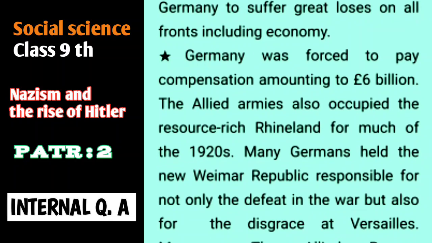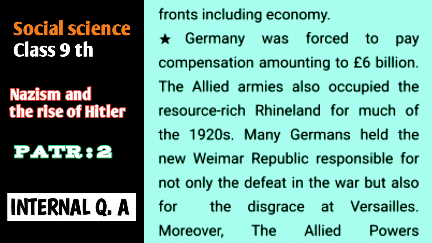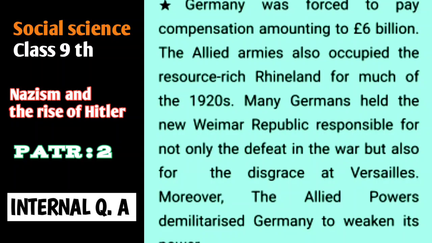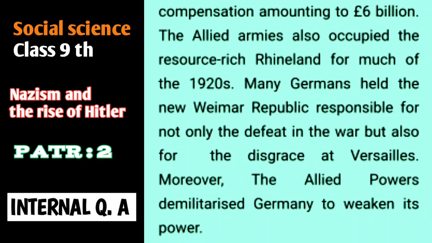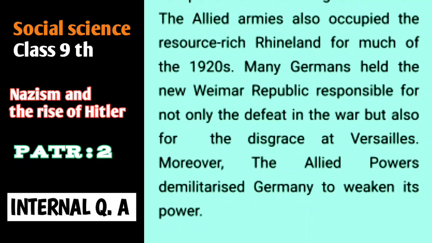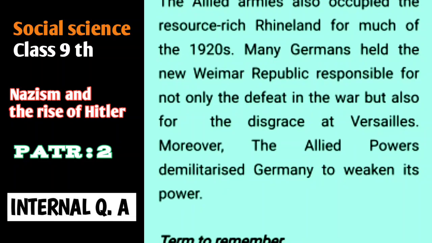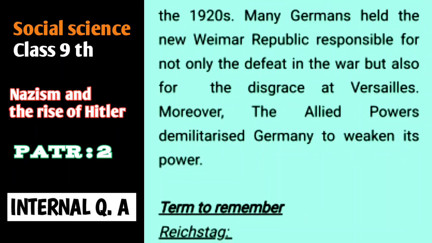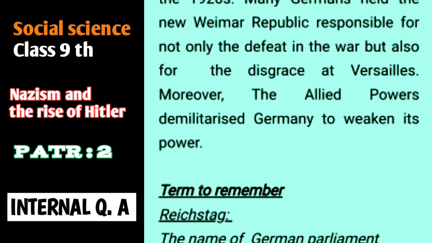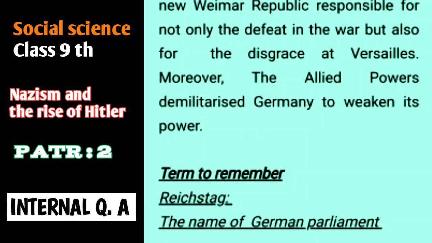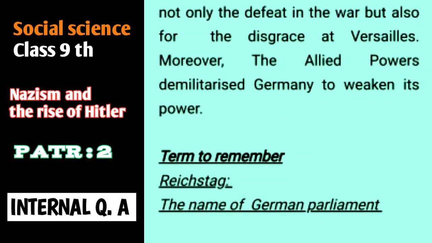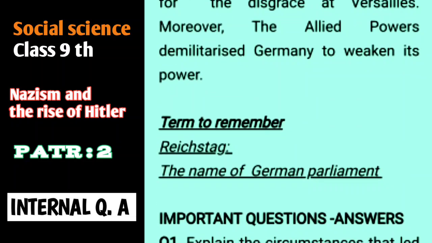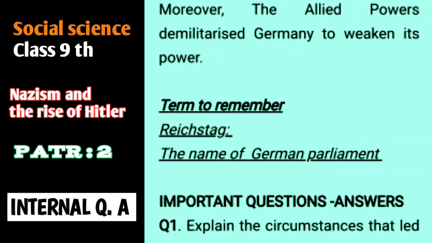Germany was forced to pay compensation amounting to 6 billion pounds. The Allied armies also occupied the resource-rich Rhineland for much of the 1920s. Many Germans held the new Weimar Republic responsible for not only the defeat in the war but also for the disgrace at Versailles. Moreover, the Allied powers demilitarized Germany to weaken its power.